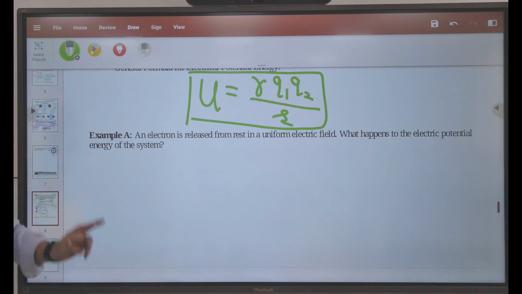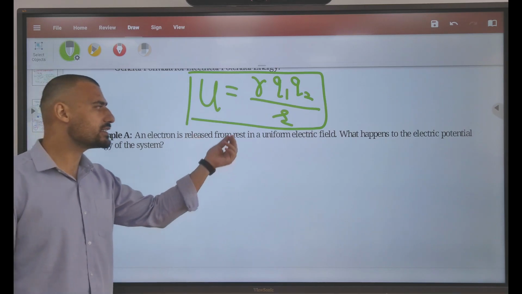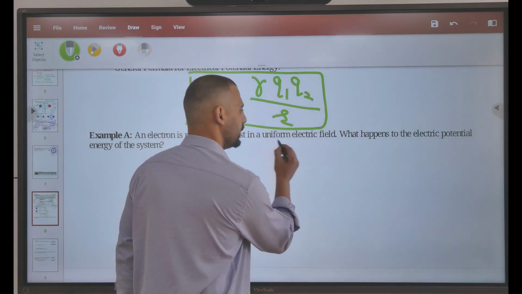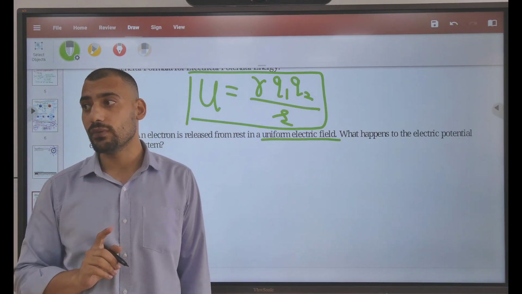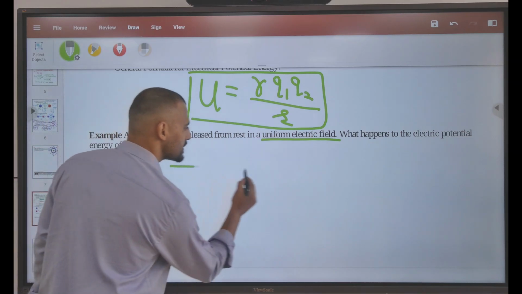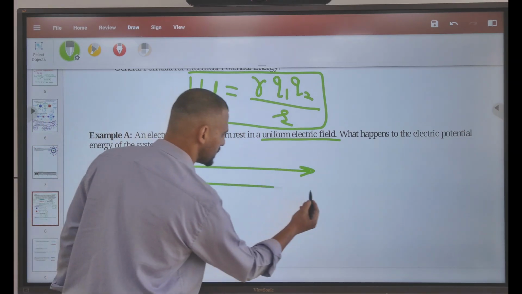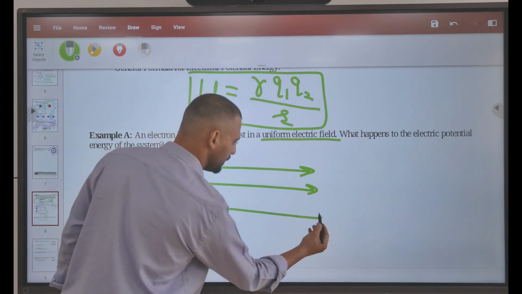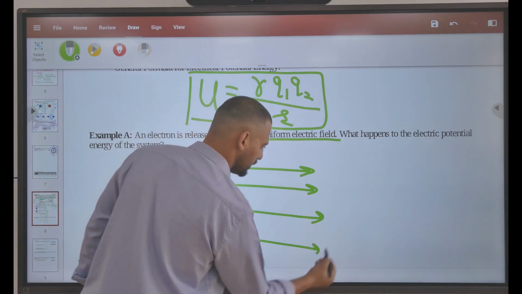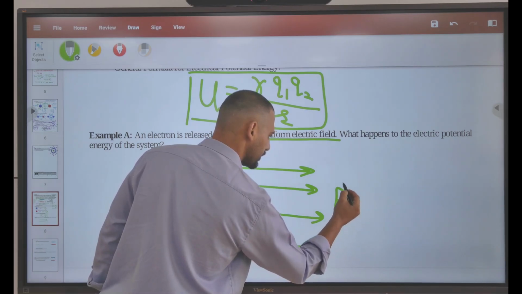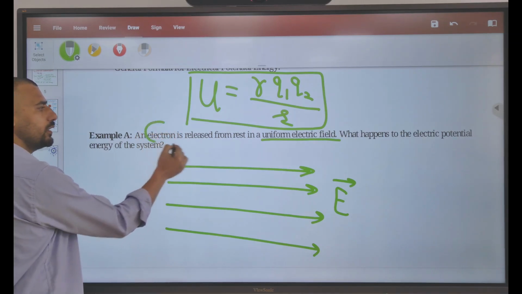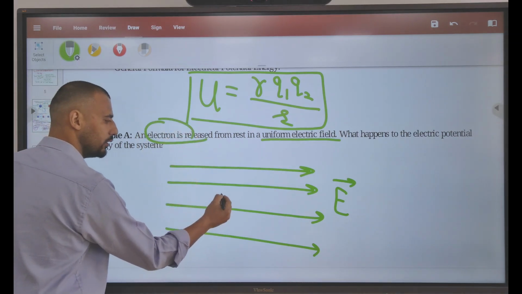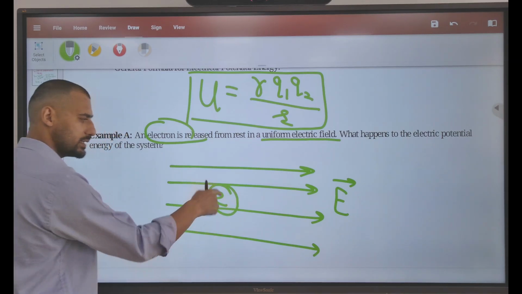Okay, let's try to solve this numerical before we finish. An electron is released from rest in a uniform electric field. I have told you how to represent a uniform electric field. For uniform, the field lines have to be equally spaced, isn't it? Say for example, this is a uniform electric field. The question says an electron is released. That means an electron has been placed inside the electric field.